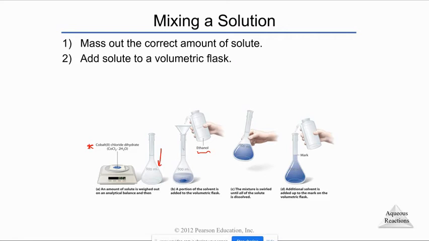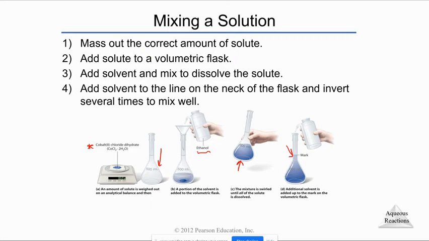And so they add some ethanol, they swirl it to dissolve it, and then they add more ethanol until they get to the graduated mark, which is that little mark on the flask, and the meniscus should sit right there. And then they invert it several times to mix. That makes what I would call a stock solution of cobalt 2 chloride in whatever molarity you wanted to make it in.